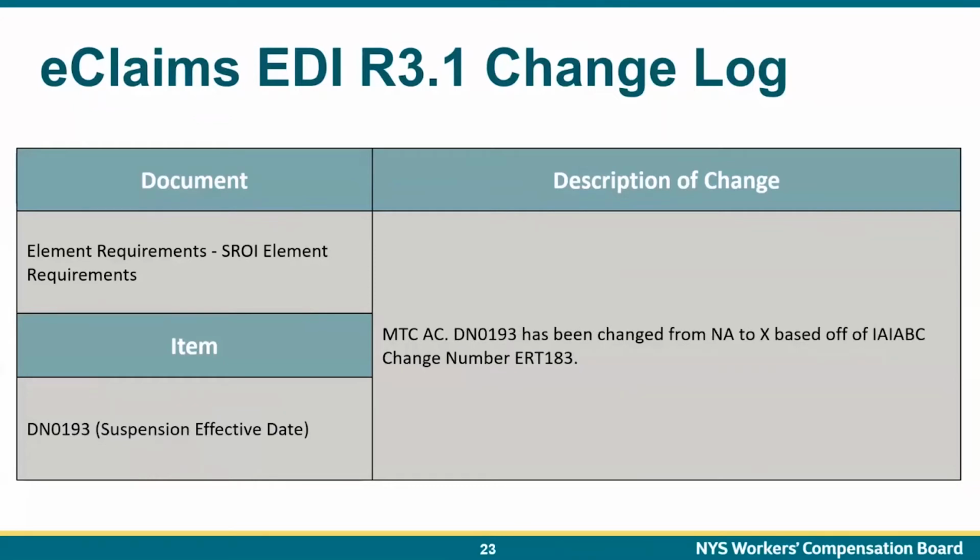Number 38 on the eClaims change log, suspension codes and suspension narratives are set to X per the standard. So suspension effective date should be X instead of if applicable or available.